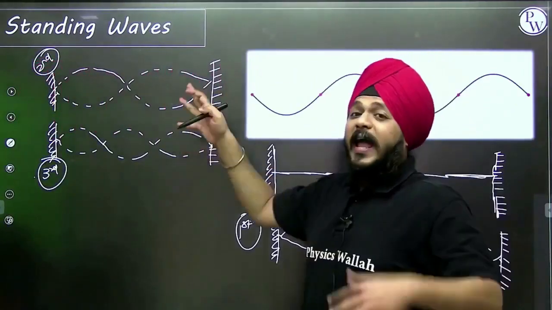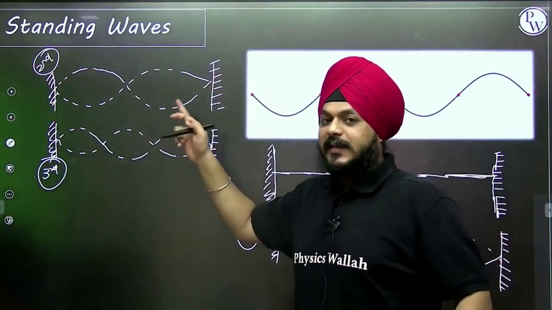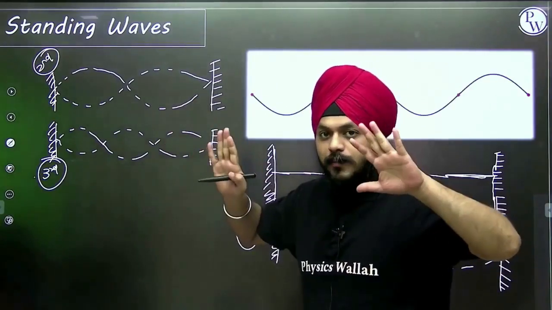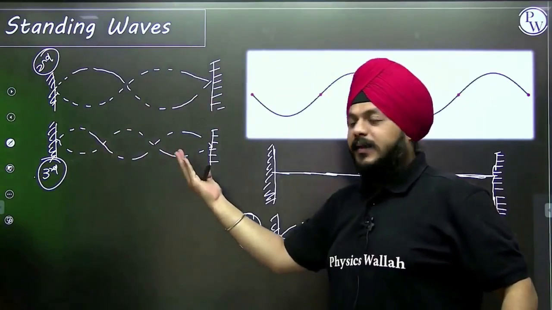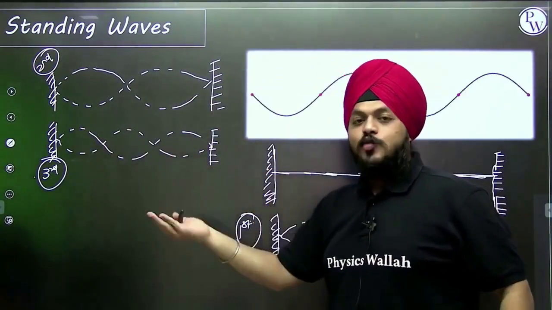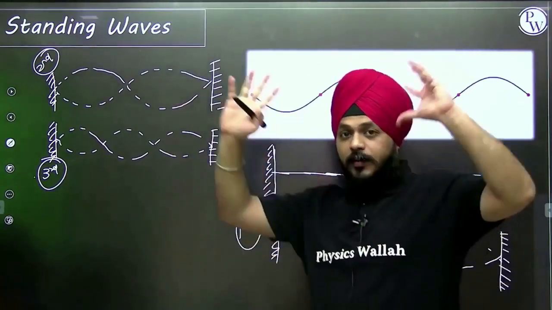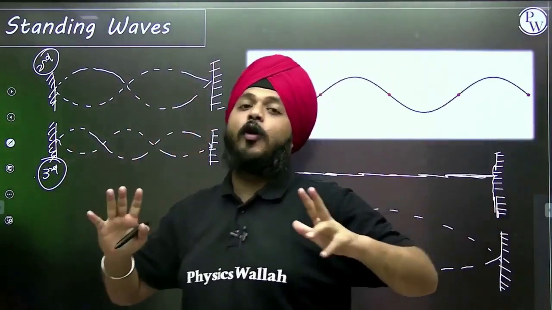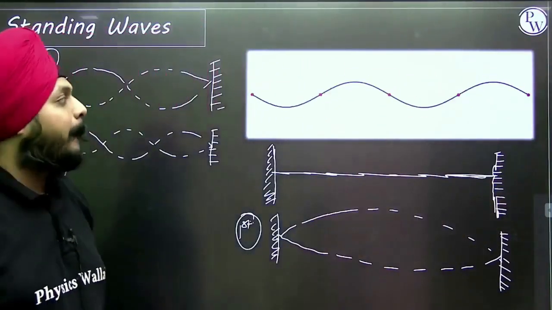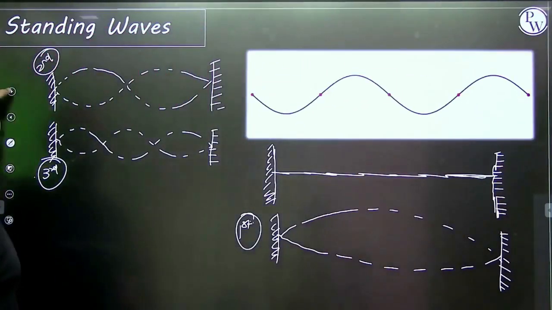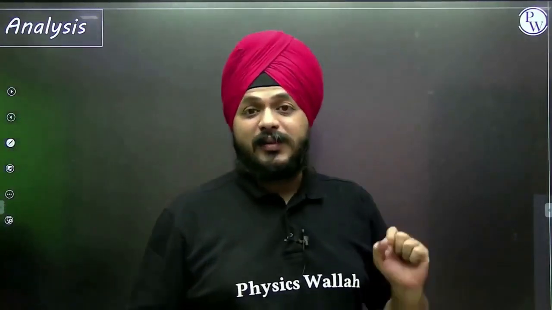So this is not actually what you all are thinking about. The thread is not taking this kind of shape. No, no, no. The pulse is getting transmitted. It is getting reflected back. Superimposition is going on. Finally, this kind of wave structure is formed, and those are known as standing waves. Let's have a detailed analysis of it.